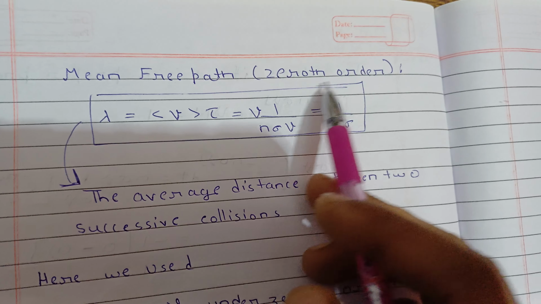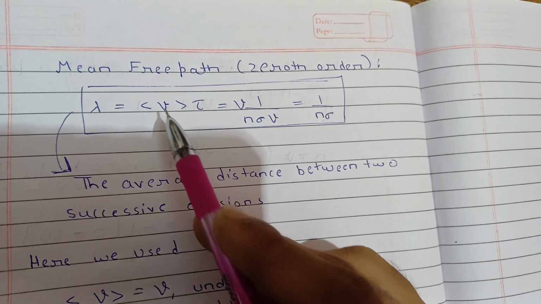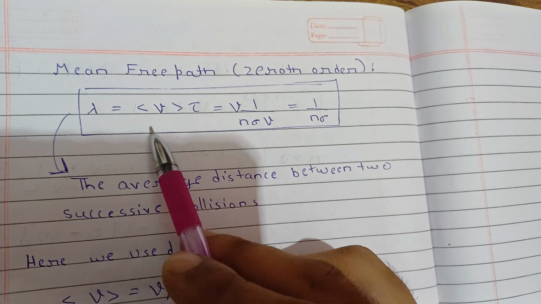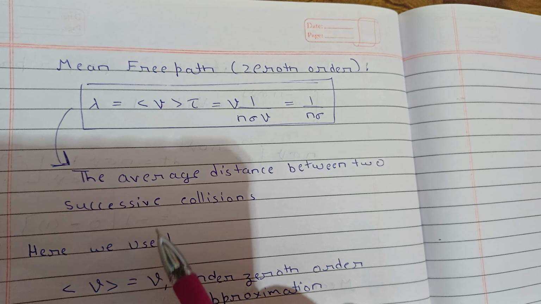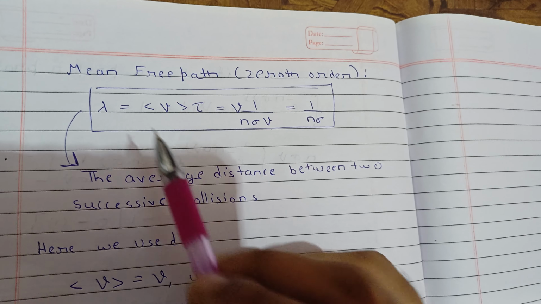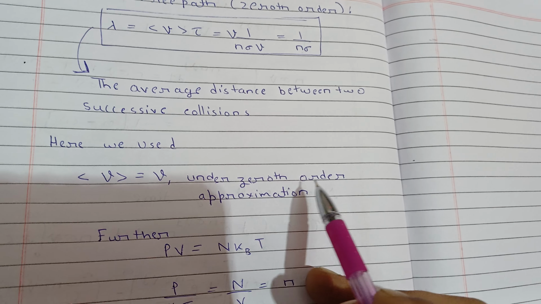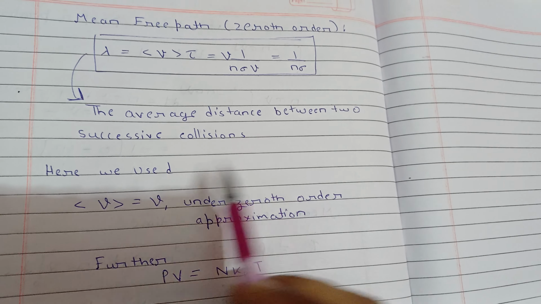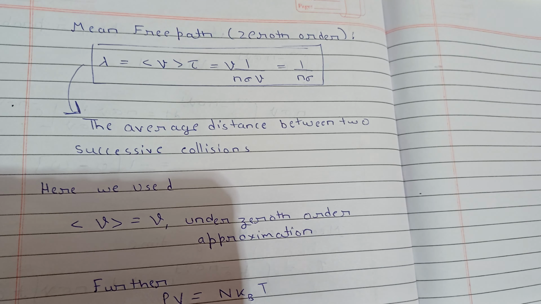But that is not the exact result. It means mean free path in the zeroth order. In zeroth order only, it will be v tau, and v average is equal to v, because only one particle is moving with the speed v. It will give you 1 upon n sigma. So this is the average distance between two successive collisions, that is the mean free path. So here we used average equal to v under the zeroth order approximation, but this is not the case actually, because all particles are moving. That's why we'll study the first order approximation.